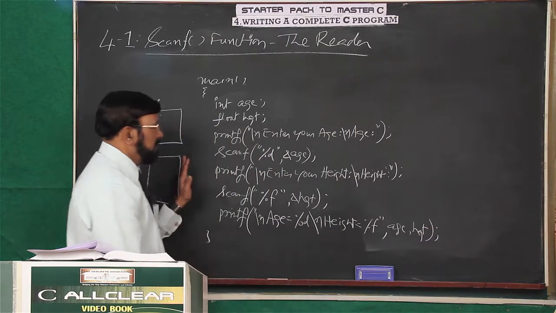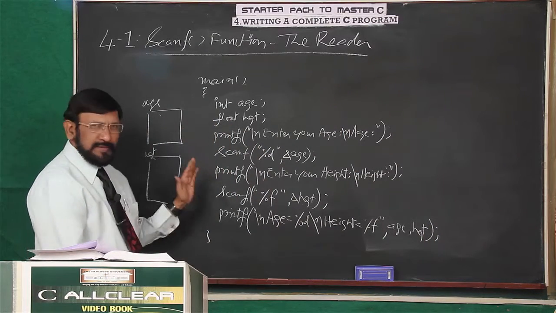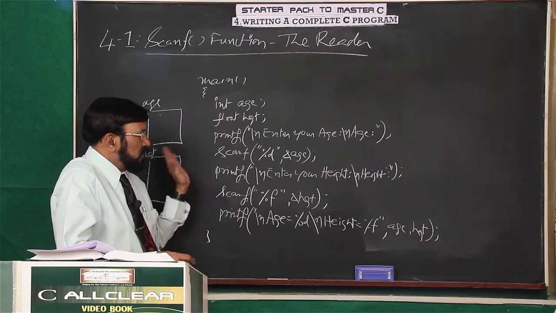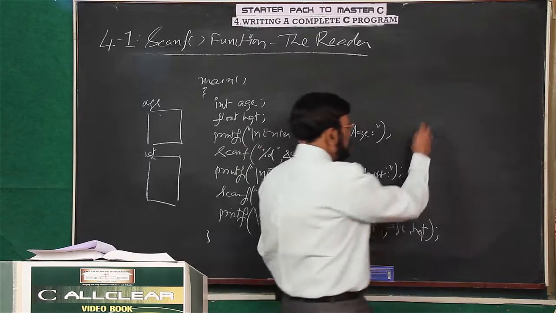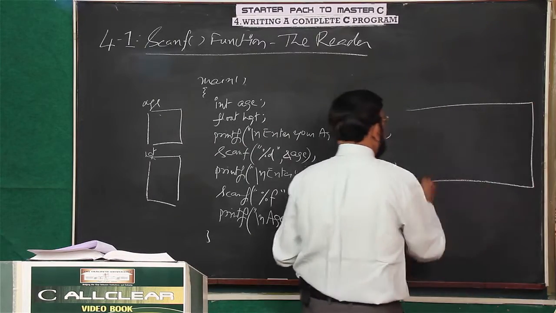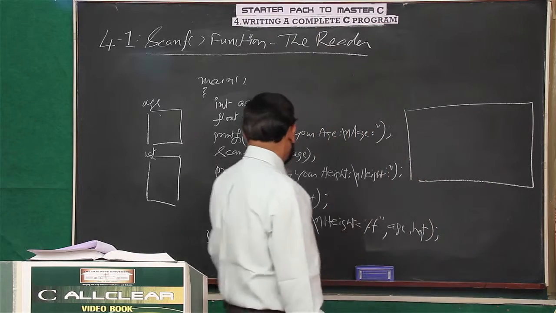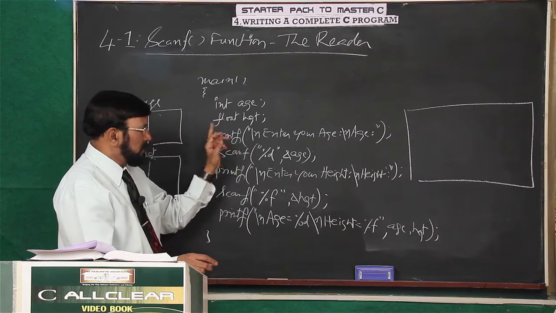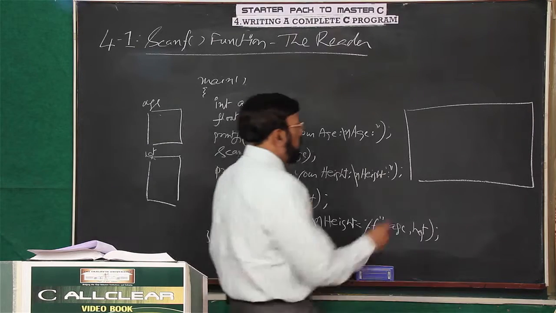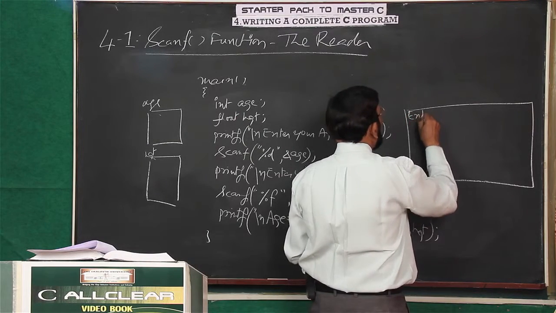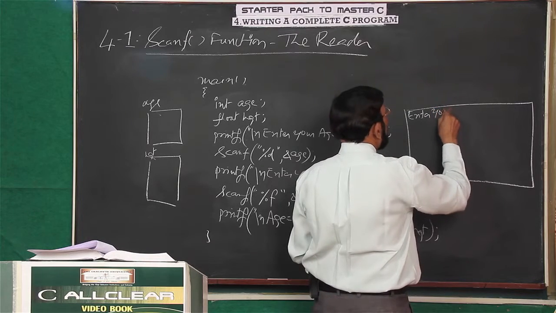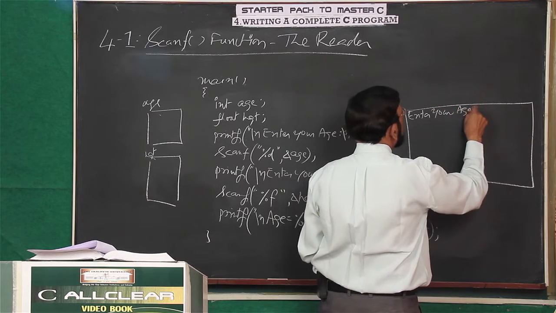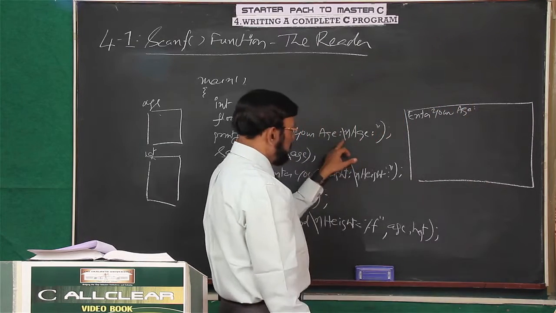This you write. Now, when this program is executed, what happens? Once again I show you, then by that you can have a clear idea. Now you compile and execute the program. Now enter your age. Now what you have written?